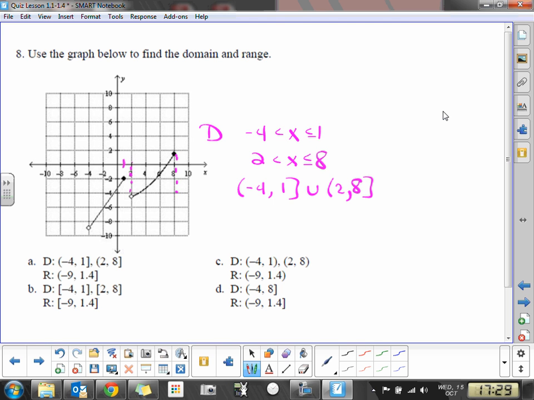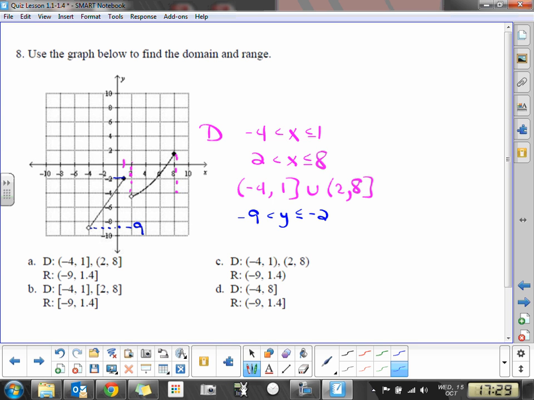So the ranges are going to be the values that I can pick up from the lowest part of the graph. So it looks like the lowest it goes is a -9. It doesn't touch -9. So now I'm working on the y value. So -9 is less than y, which is less than or equal to... It comes up to and includes a -2.